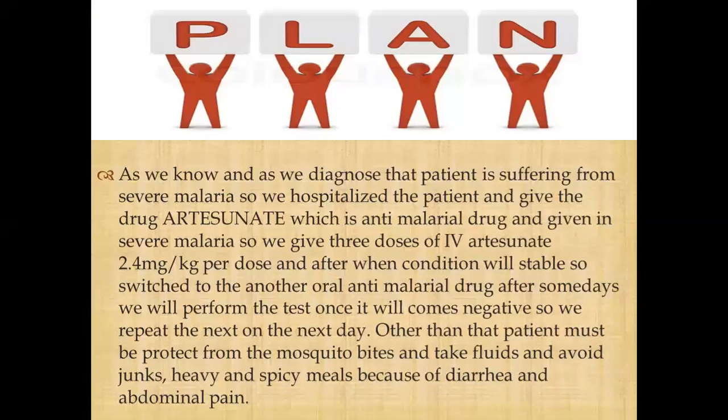Now we have the plan. As we diagnosed that the patient is suffering from severe malaria, we hospitalize the patient and give the drug artesunate, which is an anti-malarial drug given in severe malaria. So we give 3 doses of IV artesunate, that is 2.4 mg per kg per dose. When the condition is stable, we switch the patient to another oral anti-malarial drug. After some days, we will perform the test. Once it comes negative, we will repeat the test the next day, and this test also comes negative.